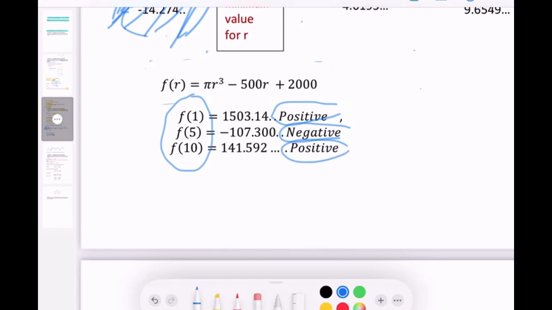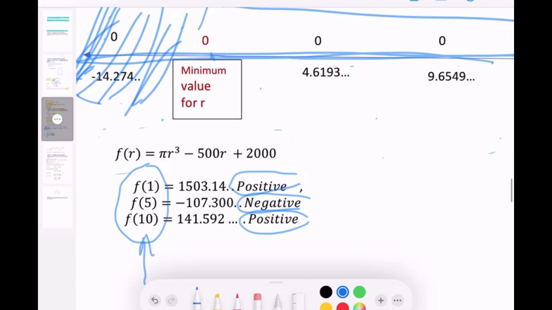Very simple. The first value, f of 1, is here. This is your 1. Why did I choose 1? It's any value between the minimum value of r, which is 0, and 4.6193. You can take 1, you can take 2, you can take any value between 0 and 4.6-something. I took 1, it's very friendly.